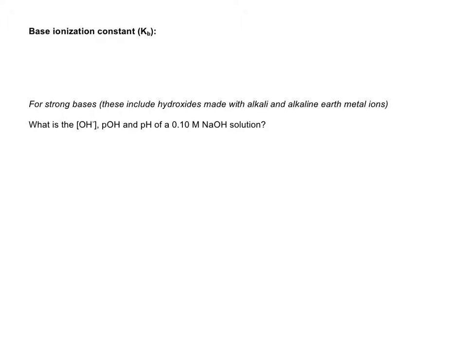Now, just like we had an equilibrium constant with acids, we also have one with bases. So this is called the Kb in the case of a base, B for base. And so the base ionization constant, or Kb, is equal to the concentration of BH plus, so that's the base after it takes the proton, times the concentration of OH minus, divided by the concentration of the base at equilibrium, or B.